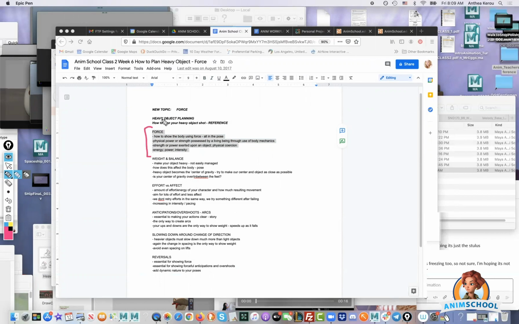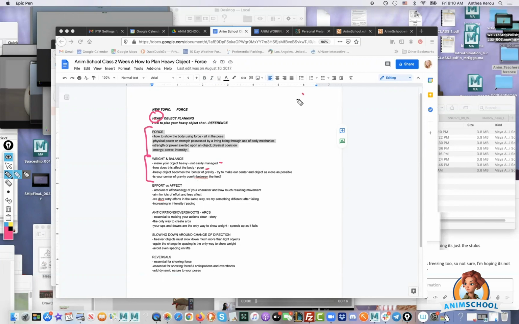So in order to have weight for the heaviness of the object, we need force. So weight and balance is also going to be important here. We want to make our object heavy, not easily managed. If it's light or easy for your character, you will not be accomplishing the heavy object. And how would this affect the body? It would be all in the pose.